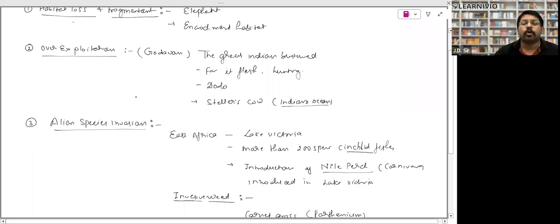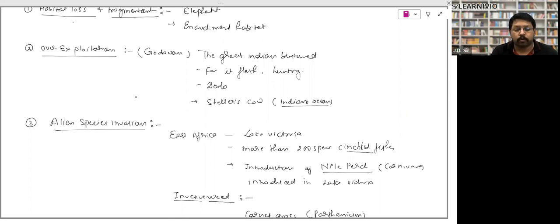If you are overexploiting any species, you are killing it only for your benefit, right? So they will go extinct, right? For example, the godawan, the great Indian bustard: its flesh was very popular among the people, and it was preferred, and they have lots of flesh as well. So they started hunting it, right? And because of the hunting, the overexploitation, their population decreased abruptly. Dodo, the same thing, overexploitation.